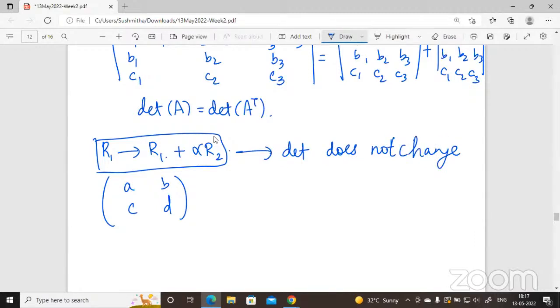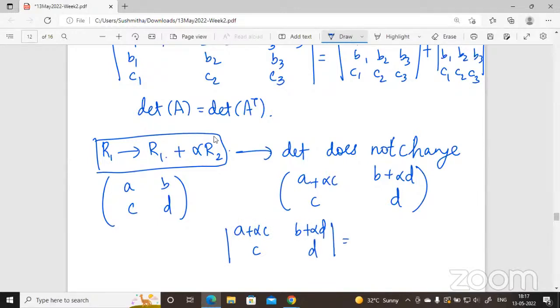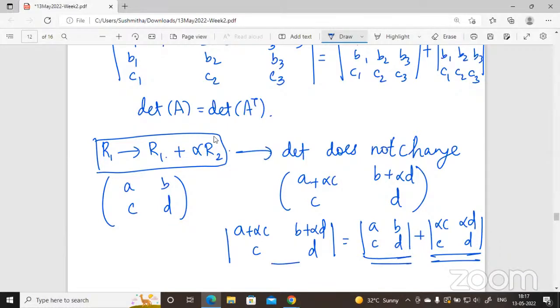Okay. So what is happening here? A plus alpha C, B plus alpha D, C, D. This is what I have, right? Yes. So the determinant of this matrix is going to be the determinant of A, B, C, D plus the determinant of alpha C, alpha D, C, D by the above property, right? Yes, ma'am. And this is 0 because one row is a scalar multiple of the other. Yes, ma'am. So the determinant remains the same.